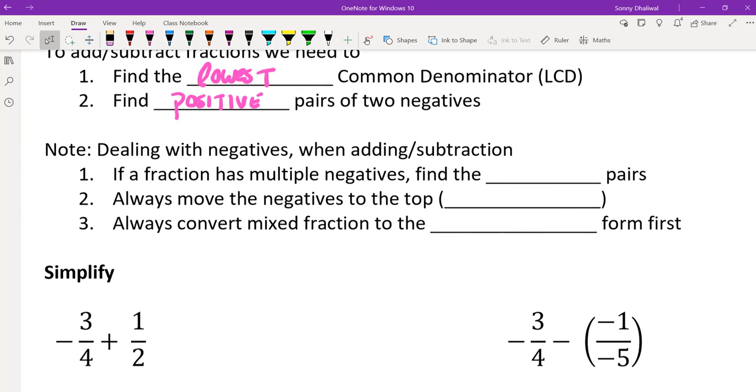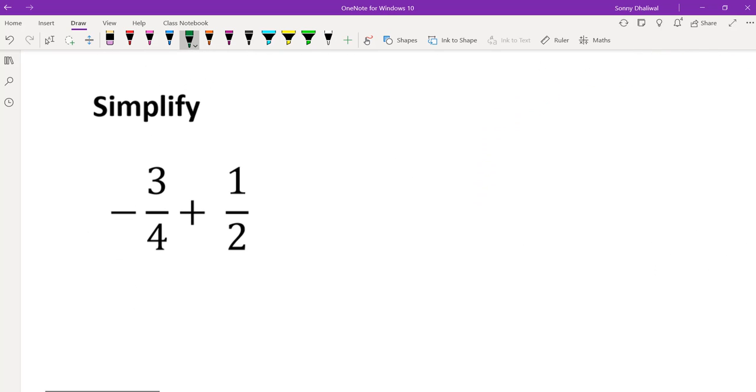Alright, so dealing with negatives. If a fraction has multiple negatives, find the negative pairs. And if the number ends up being negative at the end, move it to the numerator at the top. And convert any mixed fractions to improper fractions before we add them. We'll talk about the negatives, joining the negatives. A lot of students make some mistakes on that.